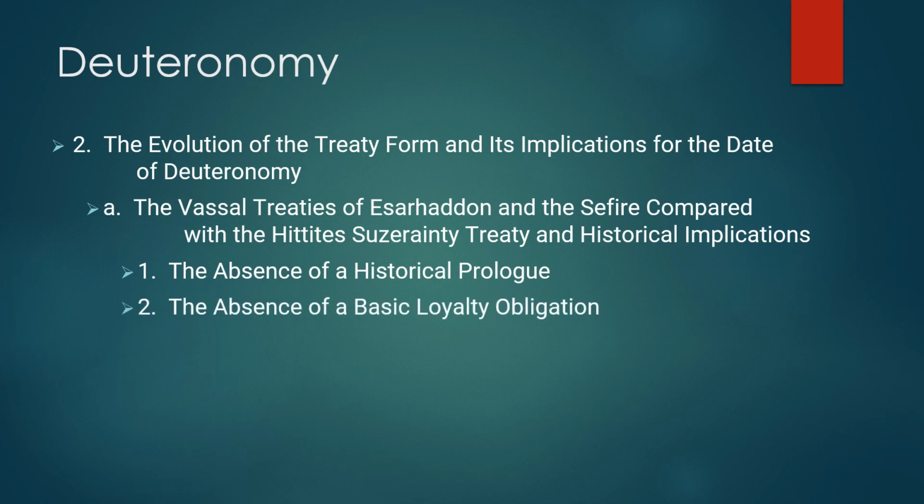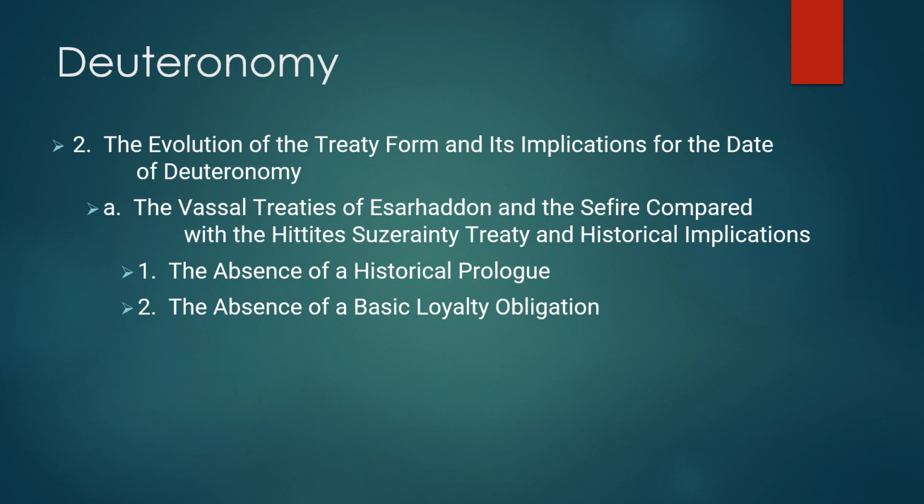Second point, there is an absence of a basic obligation, that loyalty obligation that immediately follows the historical prologue. Of course, the Assyrian treaties, not having a historical prologue, it doesn't issue into that, but that also is an extremely significant element in the Hittite treaties, because that more than anything expresses the spirit of the relationship between the treaty partners. Because of the gracious acts performed in the past by the great king, the vassal expresses his thanks by declaring his oath of allegiance and loyalty.